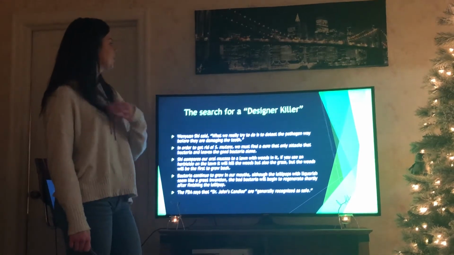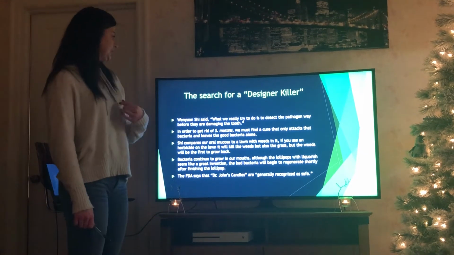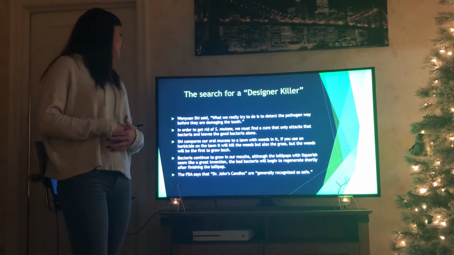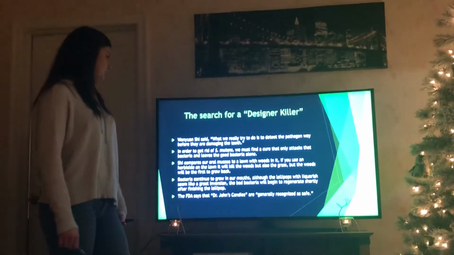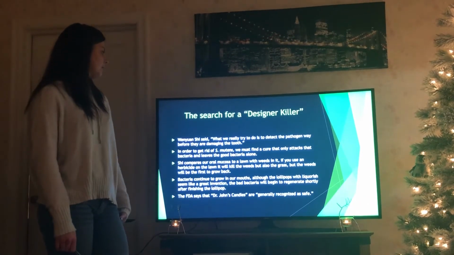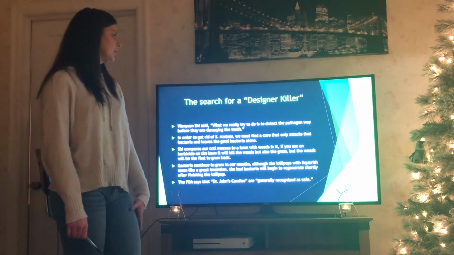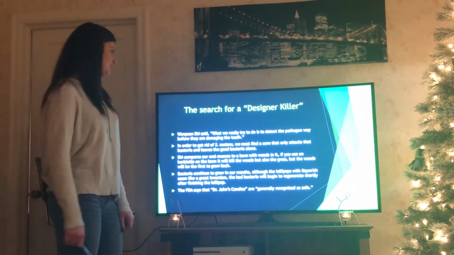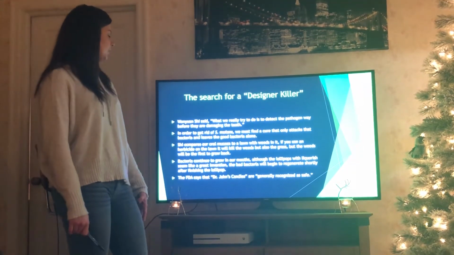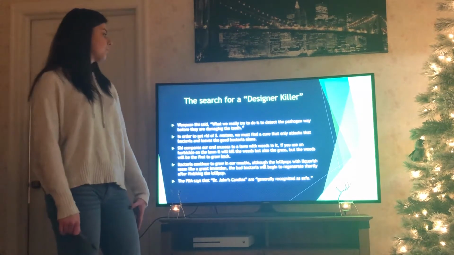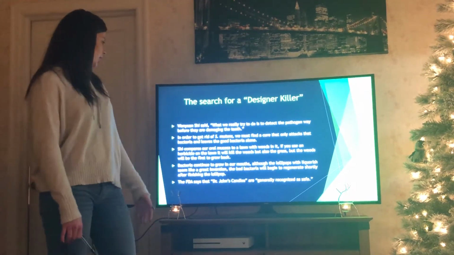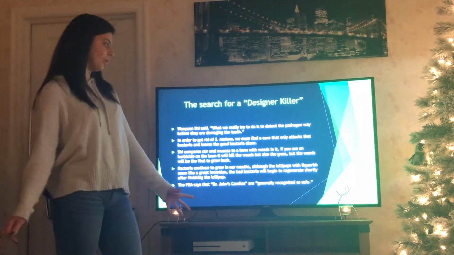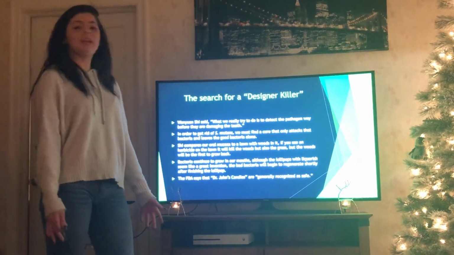The search for a designer killer. Wenyanshi said that what we really want to do is try to detect a pathogen way before they are damaging the tooth. In order to get rid of S. mutans, we must find a cure that only attacks the bacteria and leaves the good bacteria alone, like I had mentioned before. She compares our oral mucosa to a lawn with weeds in it. If you use a herbicide on a lawn, it will kill the weeds, but it will also kill the grass, which you don't want. But the weeds would be the first to grow back.